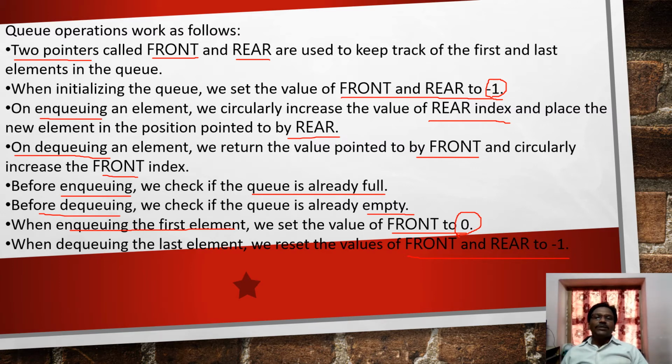In case there are no elements in the queue, at that time front and rear reset to the initial position, that is minus 1. Because there are no values in the queue, it means the queue is empty, so front and rear are also minus 1.